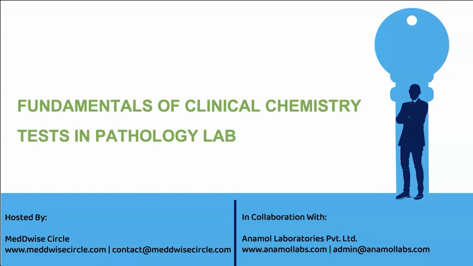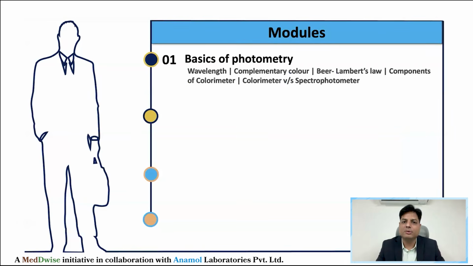As I told you, we have different modules to understand the fundamentals of clinical chemistry. In module number 1, we are going to discuss the basics of photometry, in which we will discuss what is wavelength, what is complementary color, what is Beer Lambert's law, what are the components of a colorimeter, and what is the difference between a colorimeter and a spectrophotometer.